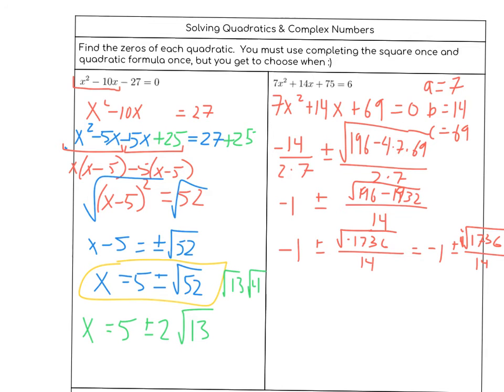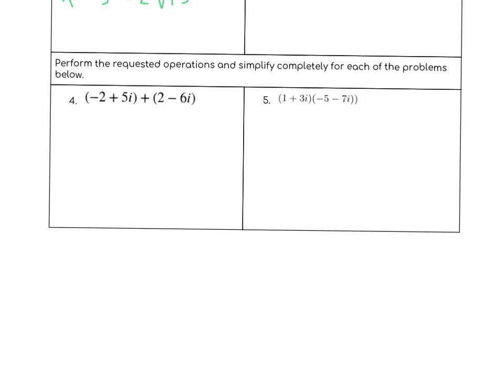Cool. Now on to the more interesting problems to me. Actually, these aren't actually more interesting, but they're more exciting because here we're looking for addition, and that means we're going to combine like terms. Minus 2 and plus 2 is going to give me 0. And then we're going to have 5i plus minus 6i is going to be minus 1i. We're done. Next one, we're going to do some double distribution.